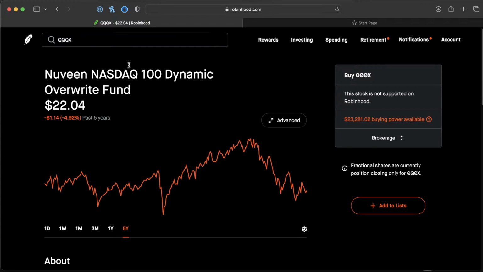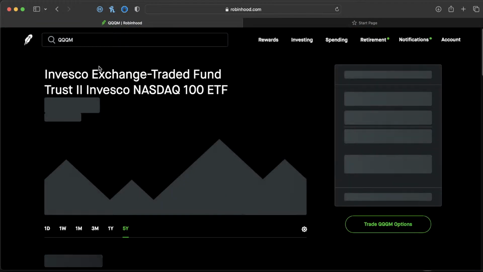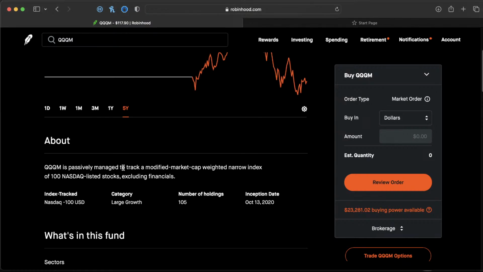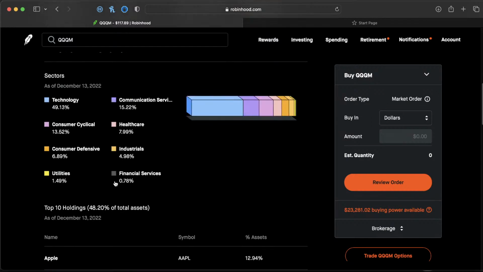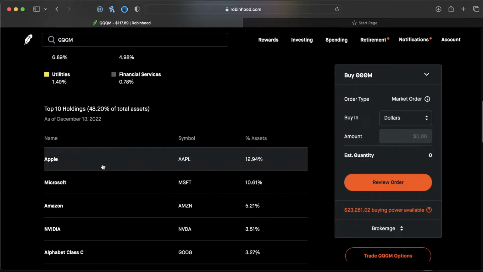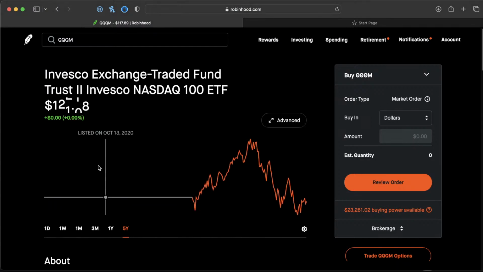What's the difference of QQQM? I'm not sure what QQQM is. I've never heard of that one. Exchange Traded Fund Trust Invesco 100 ETF. Passively managed to track modified market cap. So I guess that's just based on a different... It's got 105 holdings, not 100, but I guess they just weight it differently than the regular QQQ. I'm not sure how exactly they differentiate, but yeah.